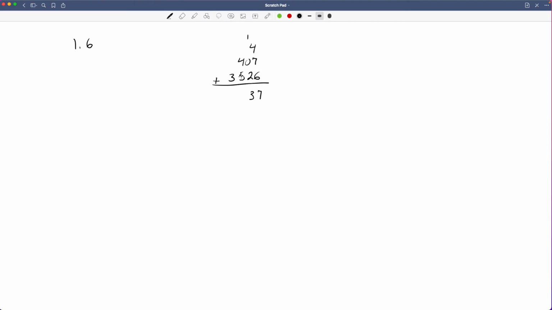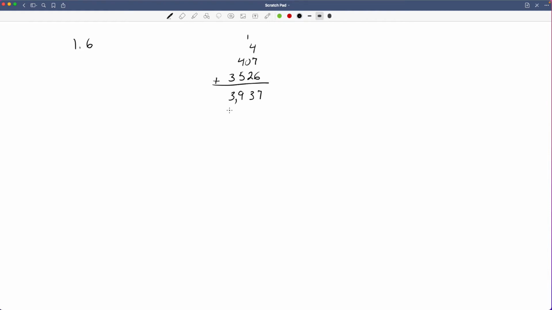Now 4 and 5 equals 9. And then we bring down the 3 because there's nothing to add to it. So these numbers added together gives us 3,937. And that's how we would say that.